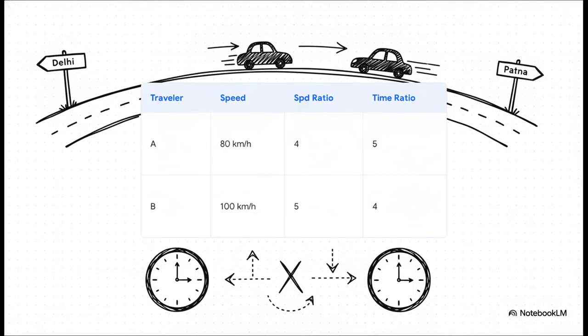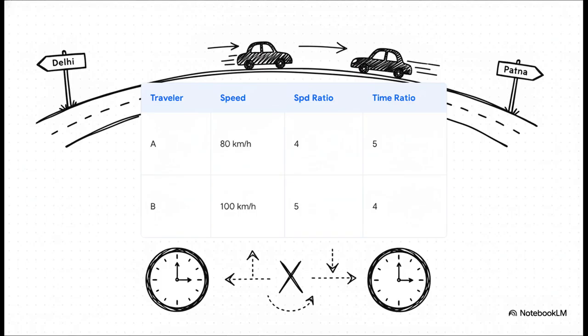Let's actually see Rule 1 in action. Imagine a journey from Delhi to Patna. The distance between them? Completely fixed. Person A travels at 80 kilometers per hour. Person B travels at 100 kilometers per hour. If we simplify those speeds, the ratio of their speed is 4:5.